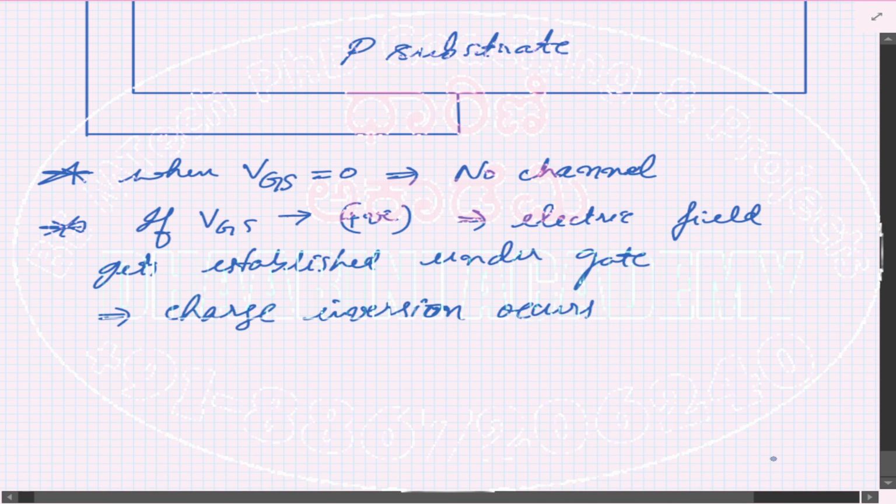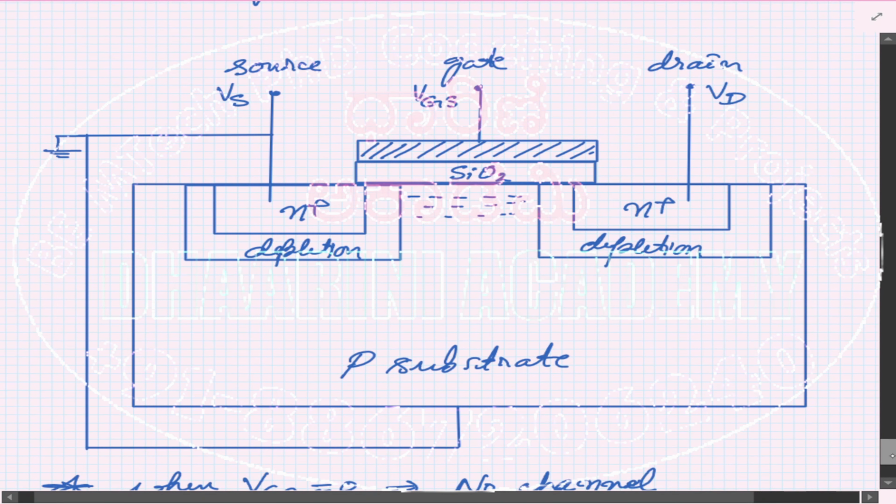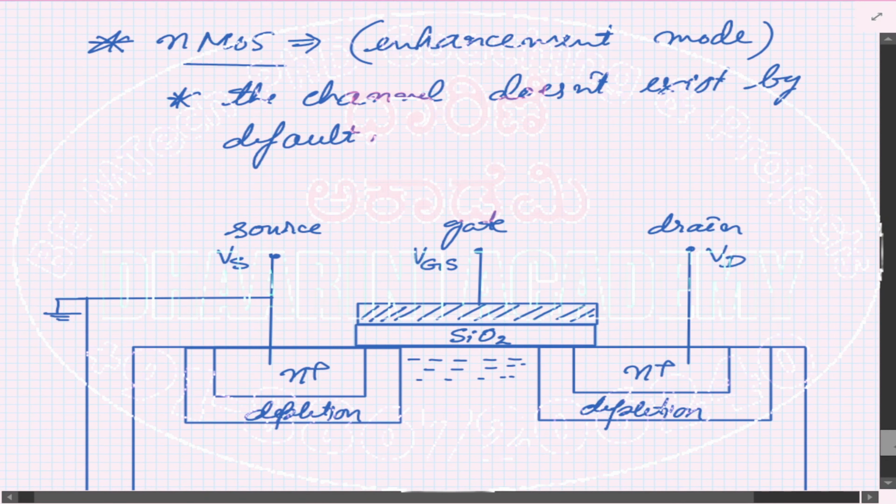When the charge inversion occurs, it means it is a P substrate having a small region of N over there, causing the conducting path or channel. Charge inversion occurs over there. This implies the channel is formed. That's all. Now you know how to make this conduct. Apply a voltage to drain, and there is a current flow. This kind of MOSFET is called what? That is NMOS, enhancement MOSFET.